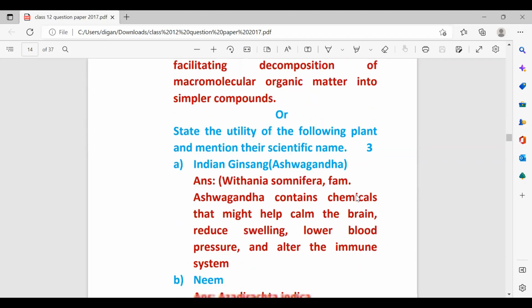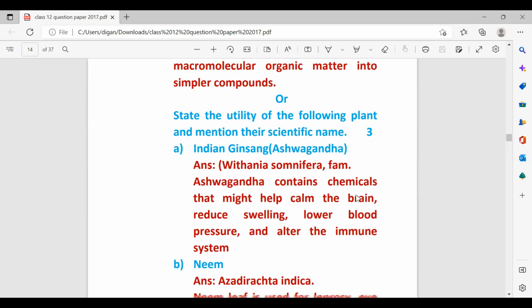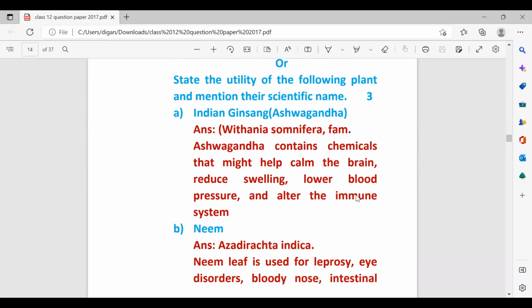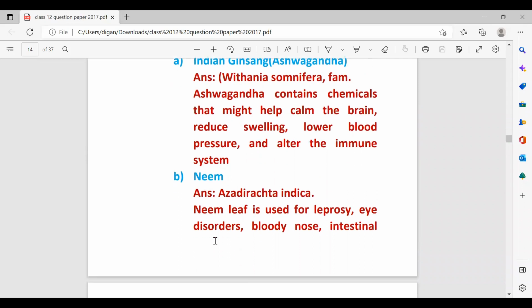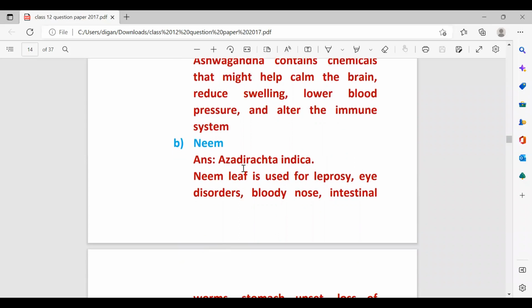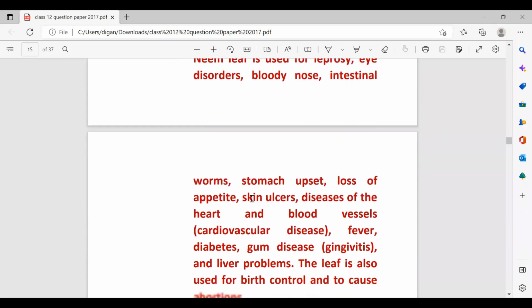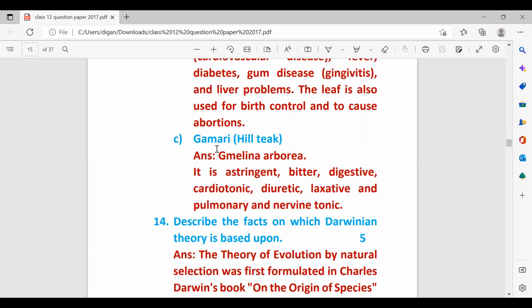Or next is, state the utility of the following plants, mention their scientific name. So 3 names are given. First one is Ashwagandha. So here the scientific name is given, and next is the medicinal or economical use of Ashwagandha. Second one is neem. This is its scientific name, and these are the economical uses. Next, third one is Gamari. The common English name is Gmelina, and the scientific name is this one, Gmelina arborea, and this is the economical use or utility.